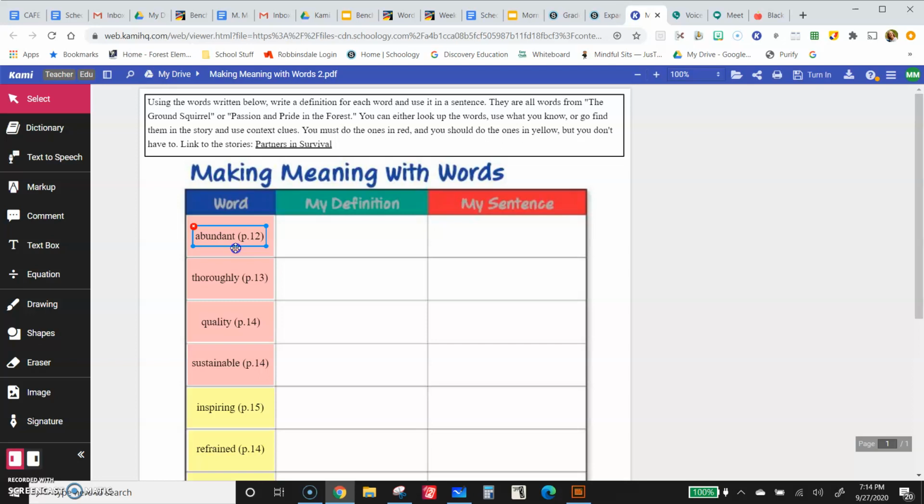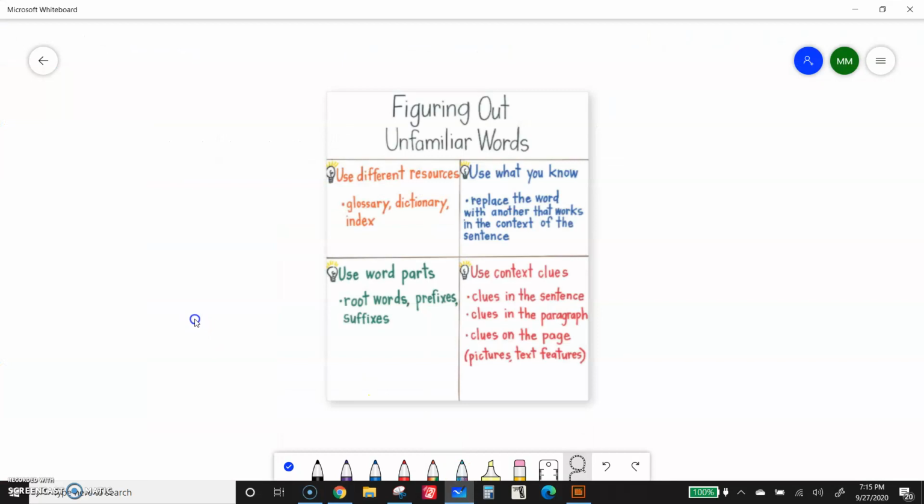You obviously will need to look on that page. I didn't put the sentence for you, but go find it on that page. Now, remember, to figure out what they mean, you can either use what you already know or use context clues in the sentence or the paragraph or on the page. Maybe there's a text feature that helps you understand, or you can go look it up in a dictionary.